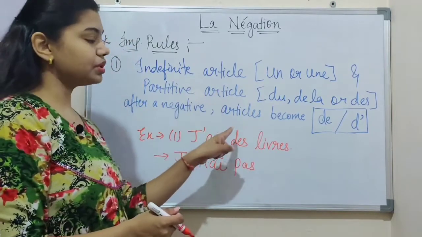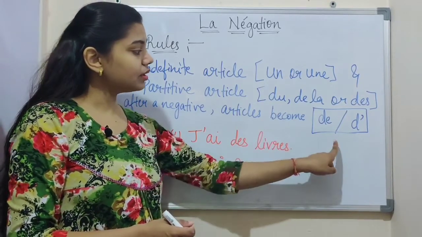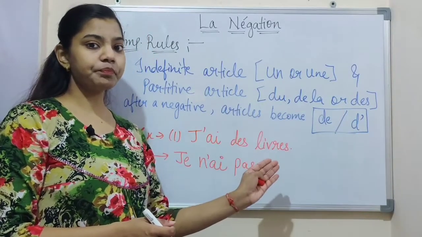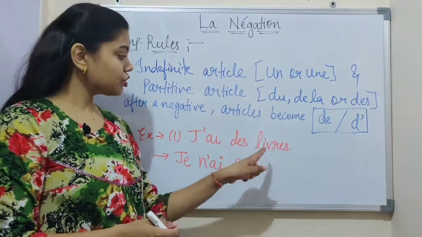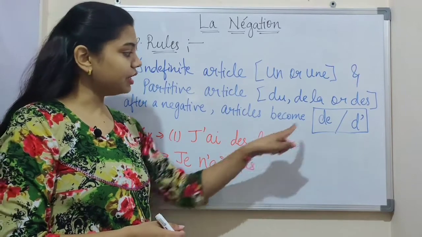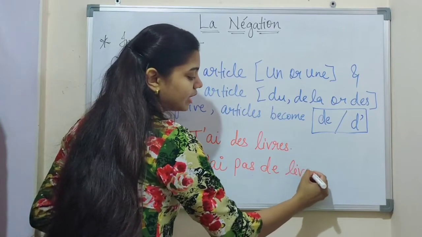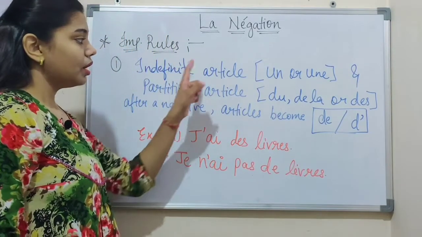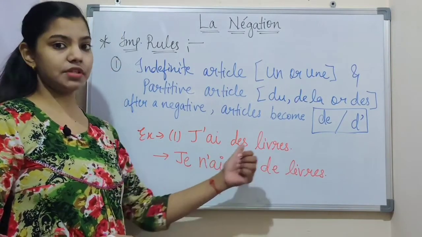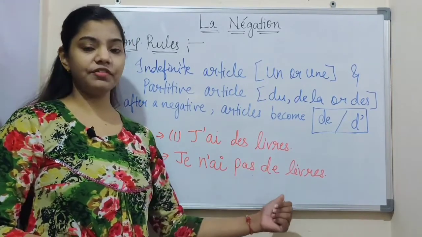According to this rule, we remove des, and it becomes de or d'. The apostrophe is applied before a vowel. Here livre does not start with a vowel, so that's why we add de. So des becomes de livre in the negative sentence. This rule is followed in this sentence. J'ai des livres, I have some books, and je n'ai pas de livre, I do not have any book.